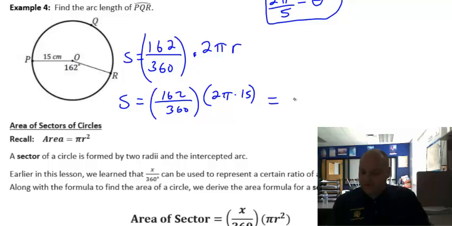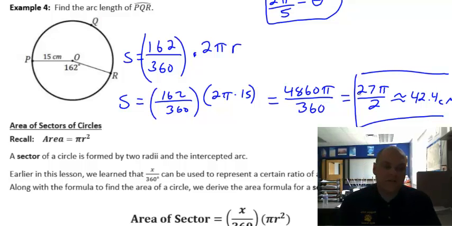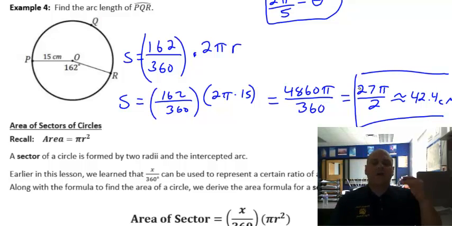That comes out to be 4860 pi. I did it ahead of time to save you time on the video. It's long enough. 4860 pi over 360 reduces to 27 pi over 2. I just reduce the fraction, and then that comes out to be approximately 42.4 centimeters. And that would be our final answer. 42.4 centimeters, or 27 pi over 2, is the arc length.